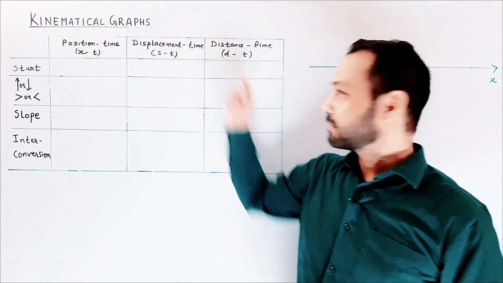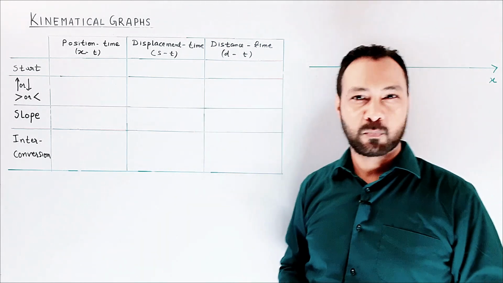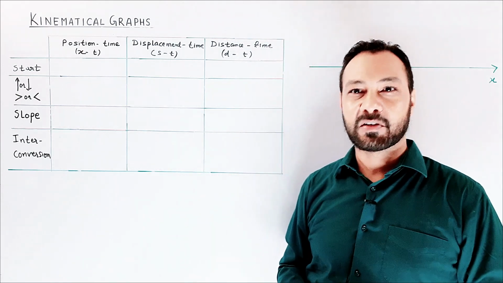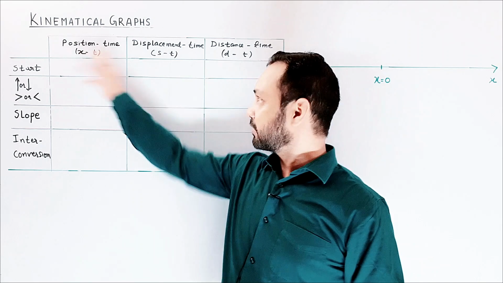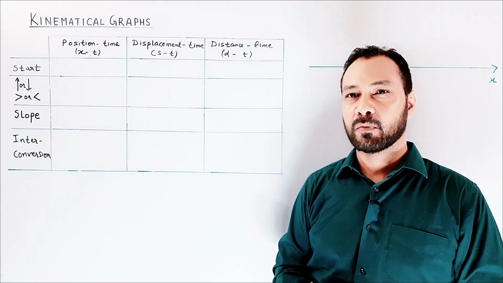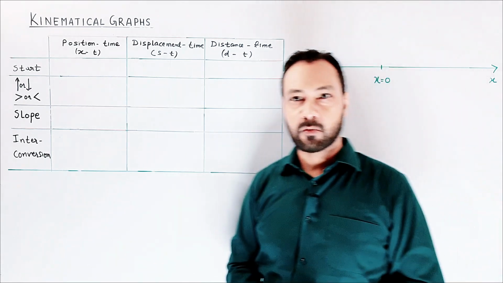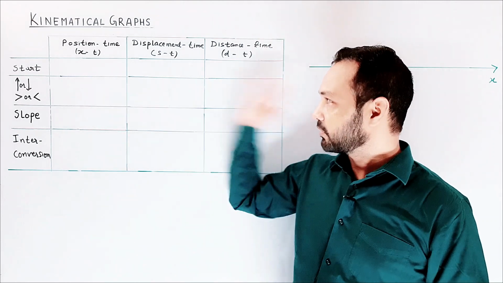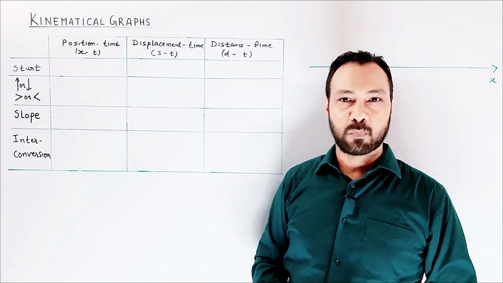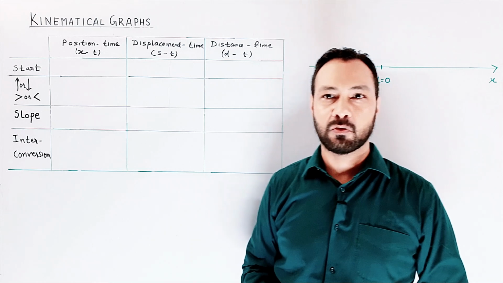Its sibling is the displacement time graph, and related to that there is a distance time graph, because position, displacement and distance are kind of brothers and sisters. So all these things we will study, and we know that position and displacement are vectors and distance is a scalar. So what are the points that we want to study on all these graphs? From where it starts, whether the graph increases or decreases, whether it is positive or negative, what is the meaning of the slope, and how we can interconvert one graph to another.